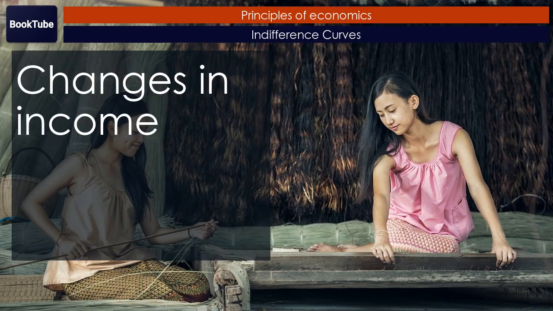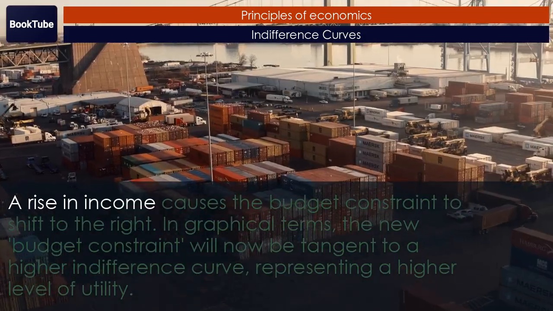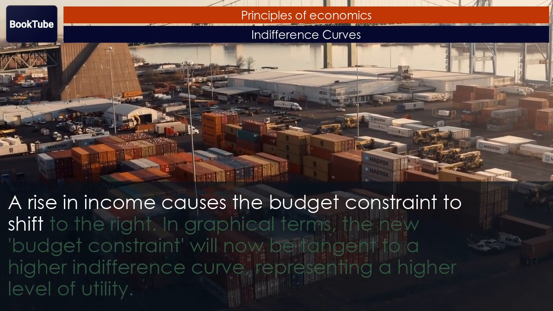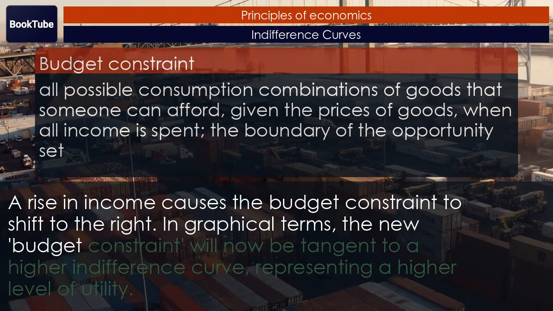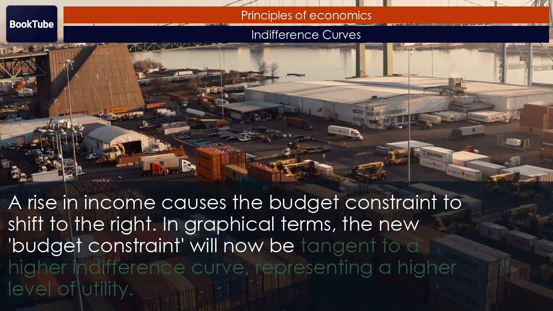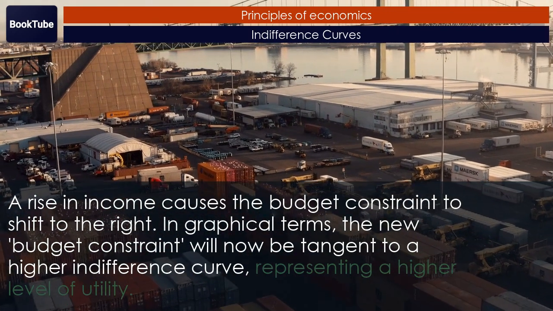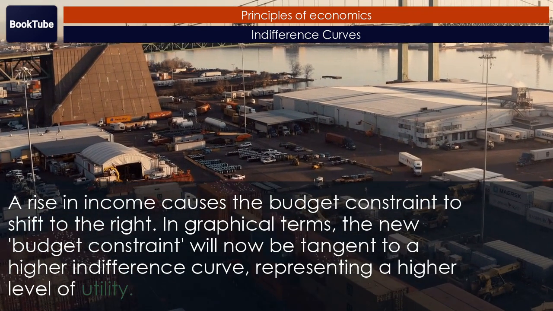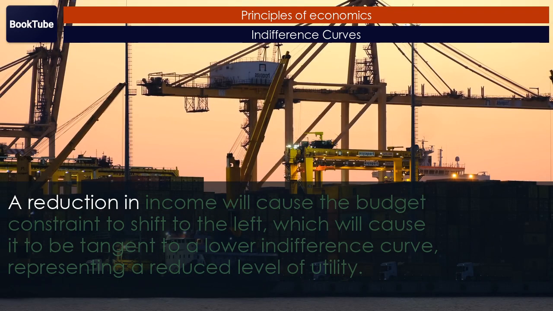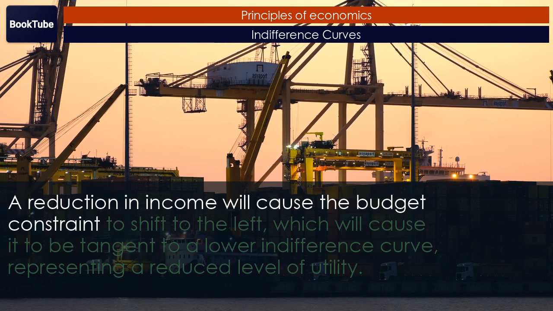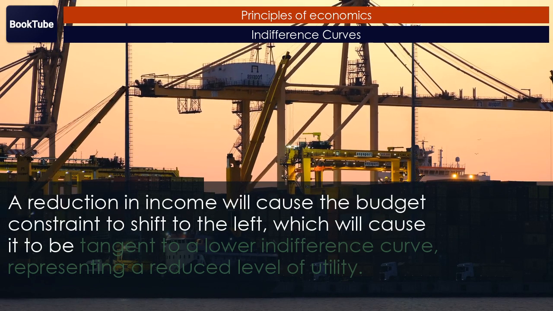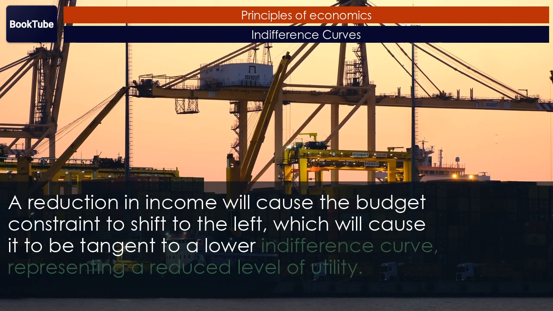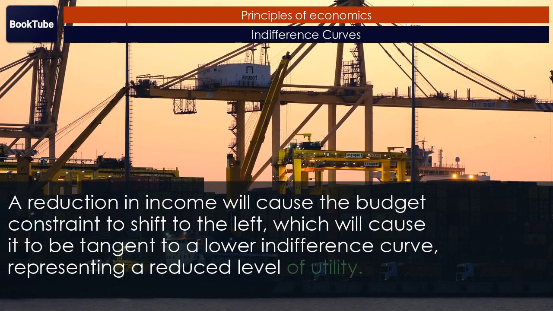Changes in income. A rise in income causes the budget constraint to shift to the right. In graphical terms, the new budget constraint will now be tangent to a higher indifference curve, representing a higher level of utility. A reduction in income will cause the budget constraint to shift to the left, which will cause it to be tangent to a lower indifference curve, representing a reduced level of utility.